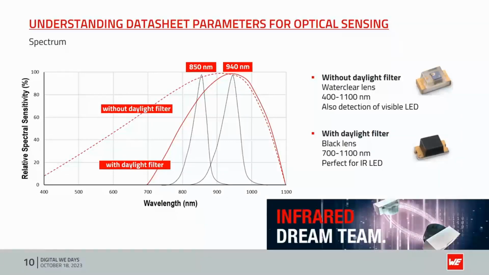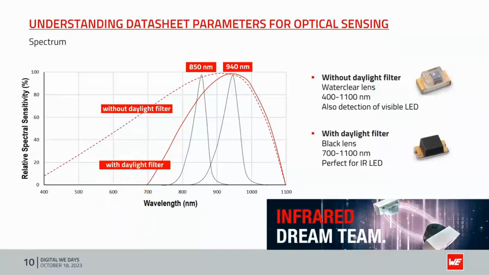What's interesting to see is you can choose depending on which detector you have, if you want to choose the one without daylight filter or with daylight filter, it's better to choose a 850 nanometer LED or a 940 nanometer LED. Daylight filtering means it's filtering out visible light. Visible light means here below 700 nanometers.